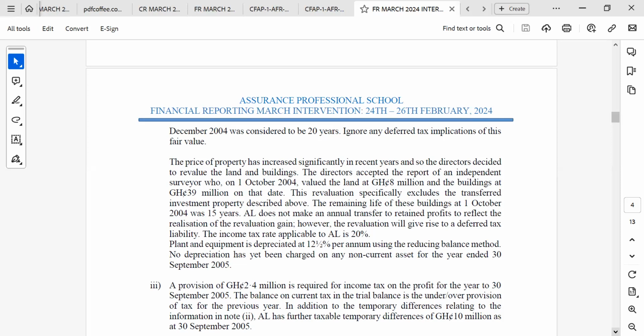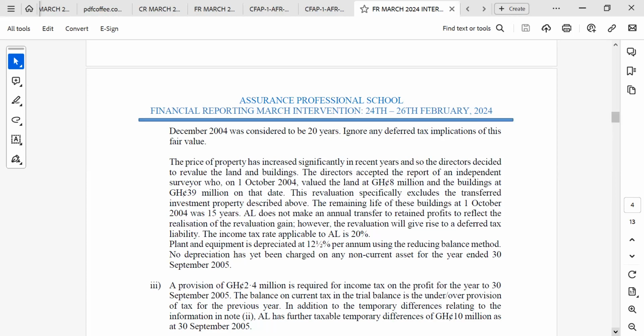AL does not make an annual transfer to retained profits to reflect the realization of the revaluation gain. However, the revaluation will give rise to a deferred tax liability. The income tax rate applicable to AL is 20%. Land and equipment is depreciated at 12.5% per annum using the reducing balance method. No depreciation has yet been charged on any non-current assets for the year ended 30 September 2005.